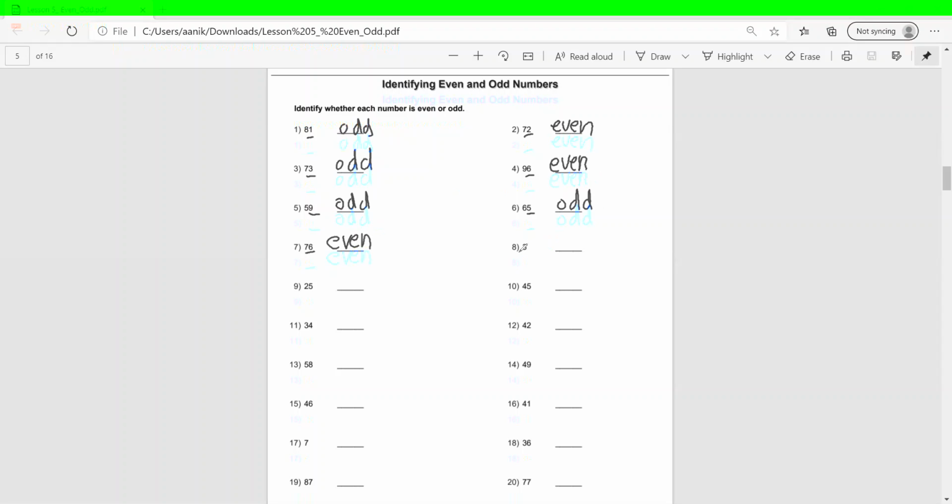3 is just 3, so it is odd. 25 ends in a 5, so odd. 45 ends in a 5, so it is odd. 34 ends in a 4, so it's even. 42 ends in a 2, so it is also even. 58 ends in an 8, so even.